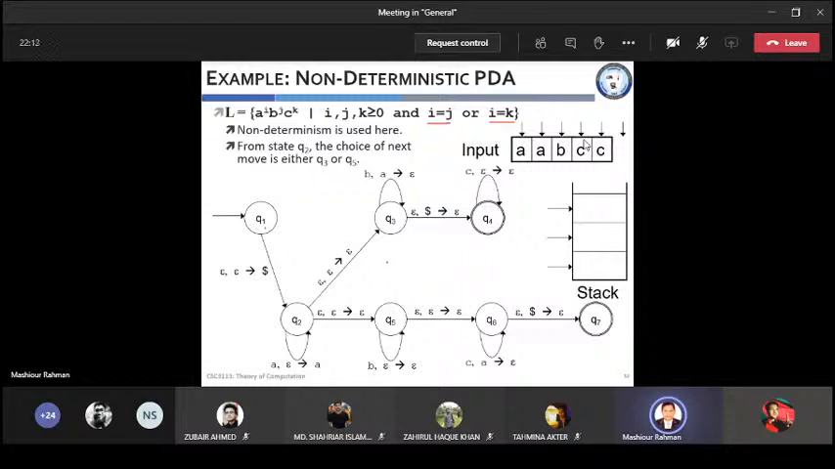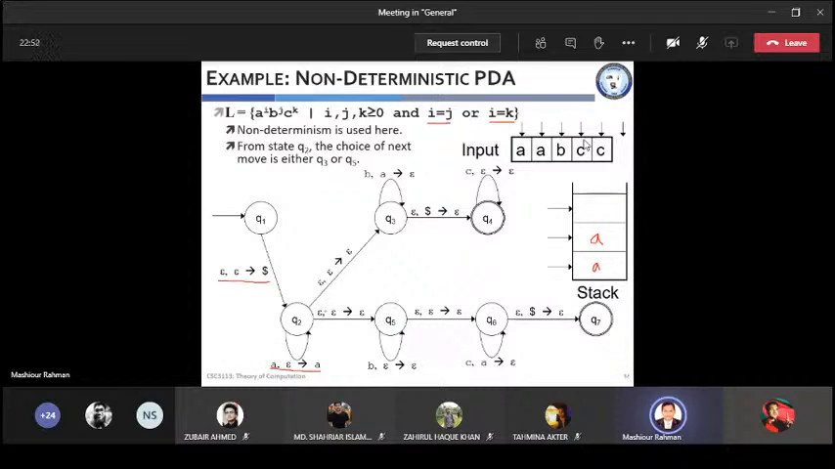Now how does it work? Obviously from Q1 to Q2, the first step is always to push the dollar symbol. In Q2, we are pushing all the a's. As there are 2 a's, we will be pushing 2 a's over here. Now, from Q2, you can see the non-determinism step over here. From Q2, you can either move towards Q3 or you can go to Q5. That means from Q2, the machine must choose which path it wants to take.